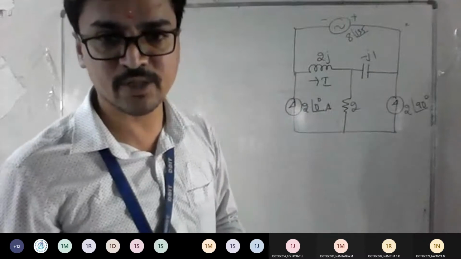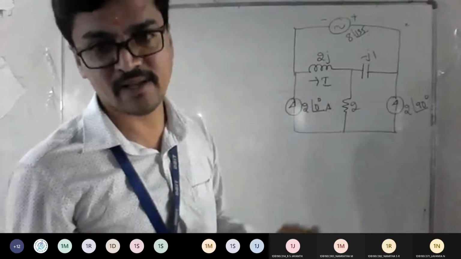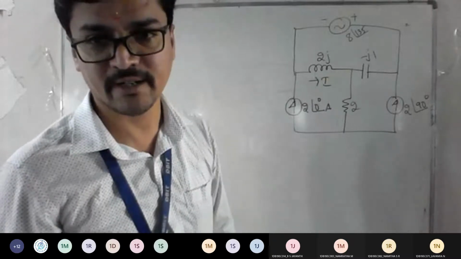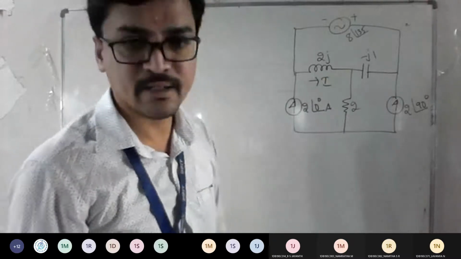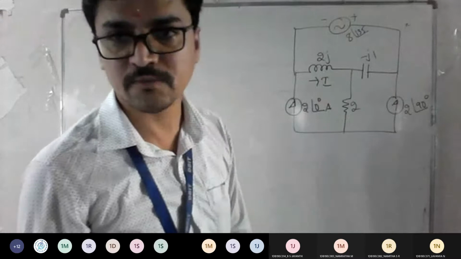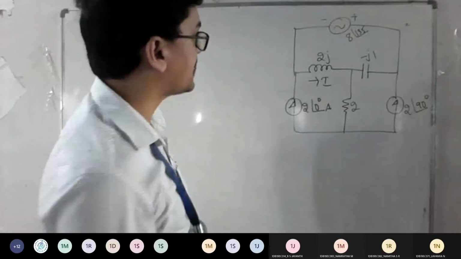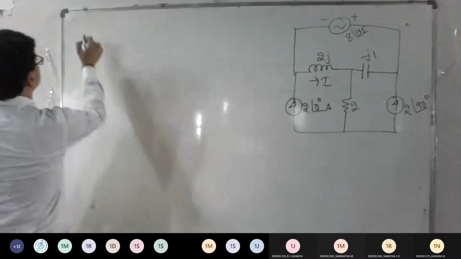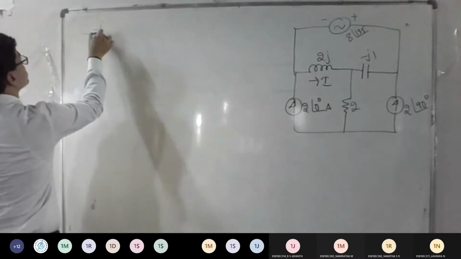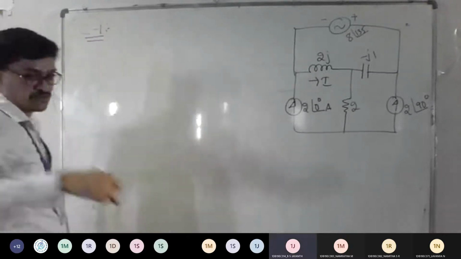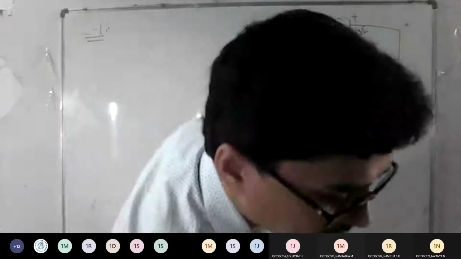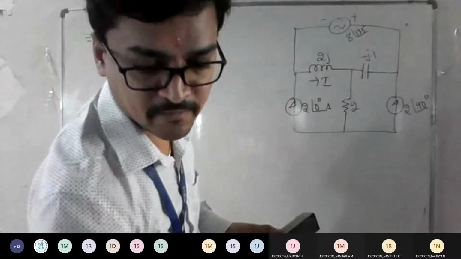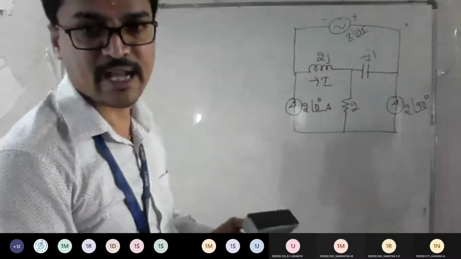See, sometimes they may ask you to find the current, sometimes they ask you to find the voltage. Depending upon that, you need to calculate. Anyhow, if you find the current, you can find the voltage also. Clear? So now we'll go with case 1. What is case 1 here? What are you going to make active? The voltage source, sir. So you're going to make the voltage source active and the current source deactive.